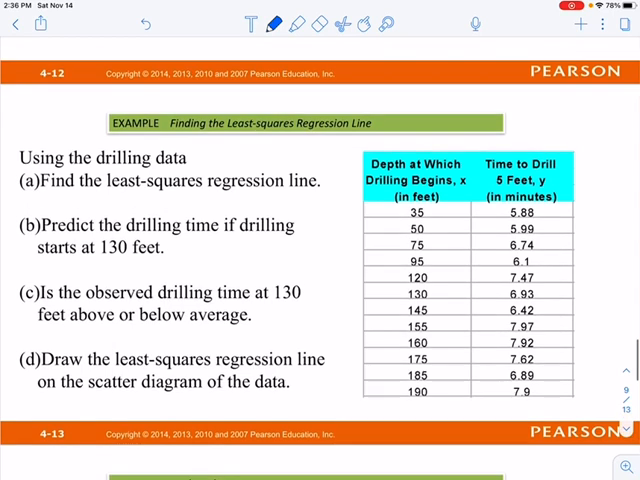So here's the problem we're going to look at, and we're going to answer these 4 questions. We're going to find the least squares regression line, and we're going to find the slope and the y-intercept the first time around by hand. I'll also show you how to pull it directly out of the calculator eventually. Then we're going to predict the drilling time if drilling starts at 130 feet. Is the observed drilling time at 130 feet above or below average? And then we're going to draw the least squares regression line on the scatter diagram of the data.